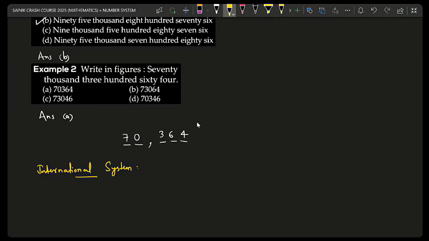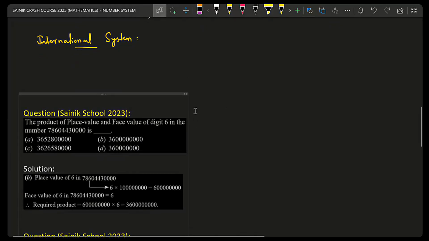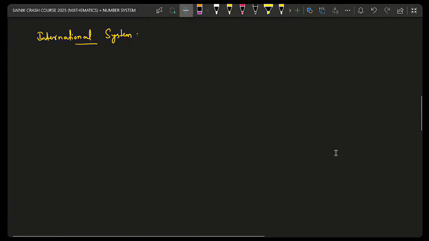International system of numeration. Likewise, as we discussed the Indian system, in your syllabus a maximum of 9 digits is given to you. So let us discuss up to 9 digits. Starting from right to left, 1, 2, 3, 4, 5, 6, 7, 8, 9. In the Indian system, starting from right to left, we separated the last 3 digits first, then two digits.